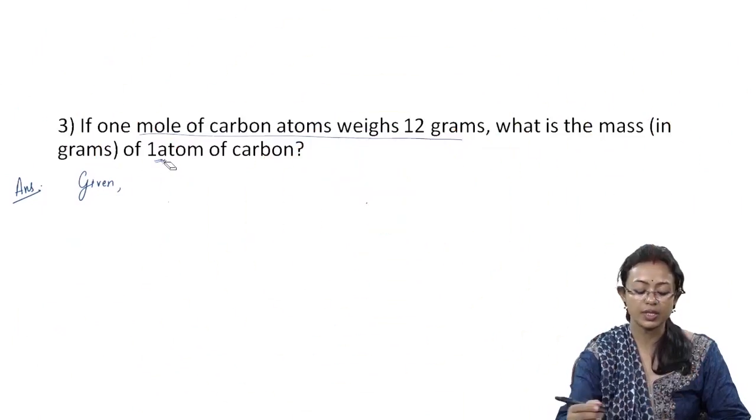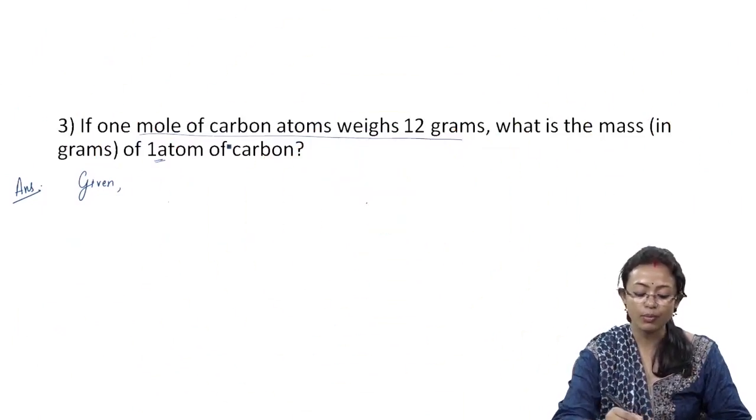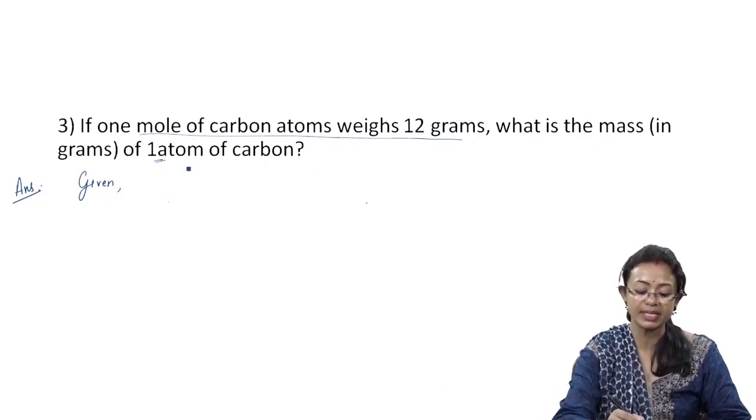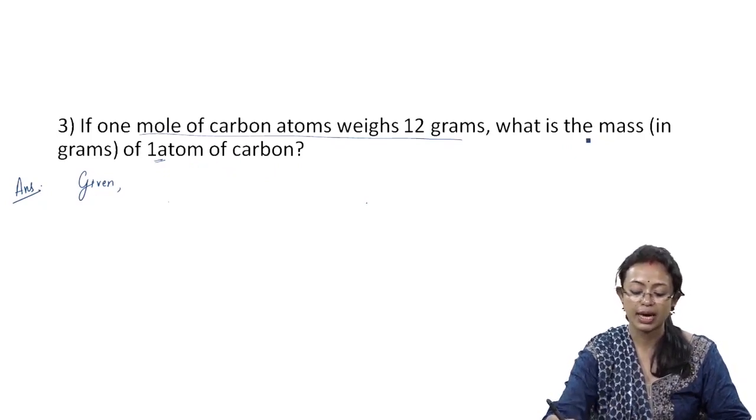Now let us solve this numerical. If 1 mole of carbon atoms weigh 12 grams, what is the mass of 1 atom of carbon? Now we need to find out the mass of 1 atom of carbon. That means the relation should be between the number of carbon atoms and the mass, and the mass is already given to be 12 grams.